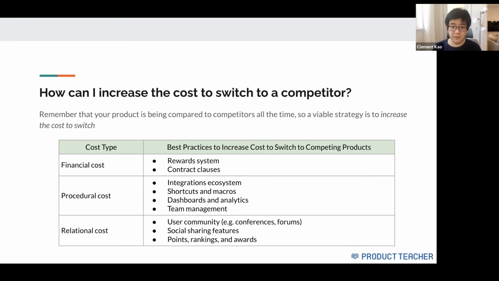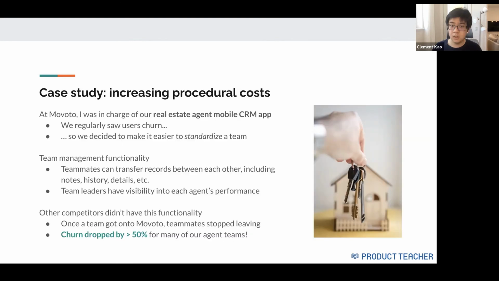So now I've talked about how to decrease the cost to switch over to your product for prospects and for current customers. We've also talked about how to increase the cost to switch over to a competitor. Let's now take a look at a real world example of switching costs in practice. So back when I was group product manager at Movoto, a real estate company, I was in charge of a real estate agent mobile CRM app. And one of the things that was really challenging is that I regularly saw our users churn to use other products instead. And so what we wanted to do is we wanted to make it easier for users to be able to manage their entire teams on our agent app.